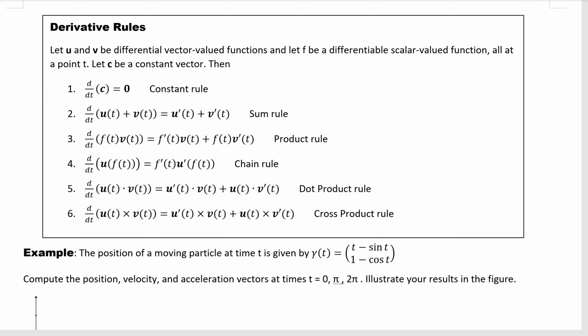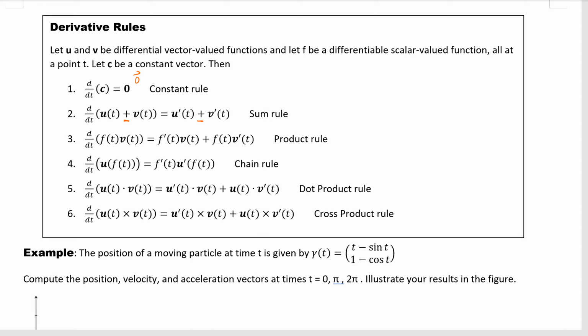Then the derivative of a constant vector is 0. You see I bolded it, this 0 is a vector. And the derivative of u plus v is u prime plus v prime. This is the sum rule. And for difference and constant multiple, it works the same. So if this is minus, this is minus.